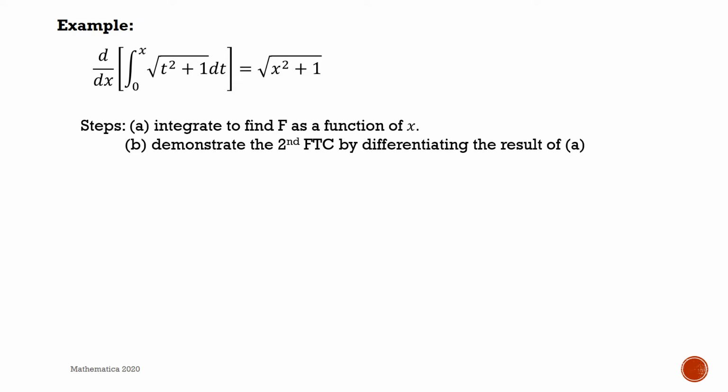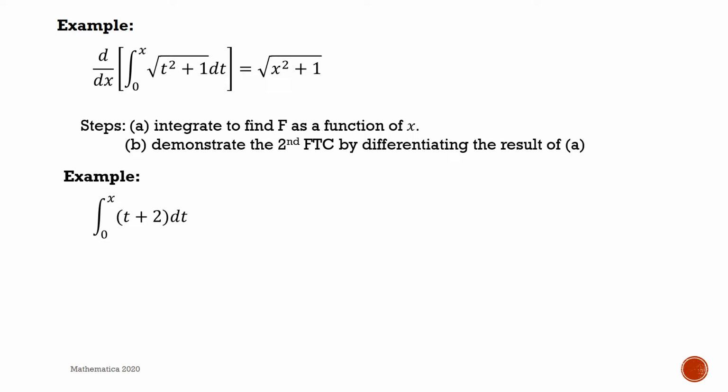So the first thing we're going to do is integrate to find the antiderivative as a function of x, and then we're going to demonstrate the second fundamental theorem of calculus by differentiating what we found. So, example. The definite integral of t plus 2 dt from 0 to x. Okay, technically, if I were to follow the previous example, then my answer would be really simple, simply x plus 2. But let me show you why this is the case.